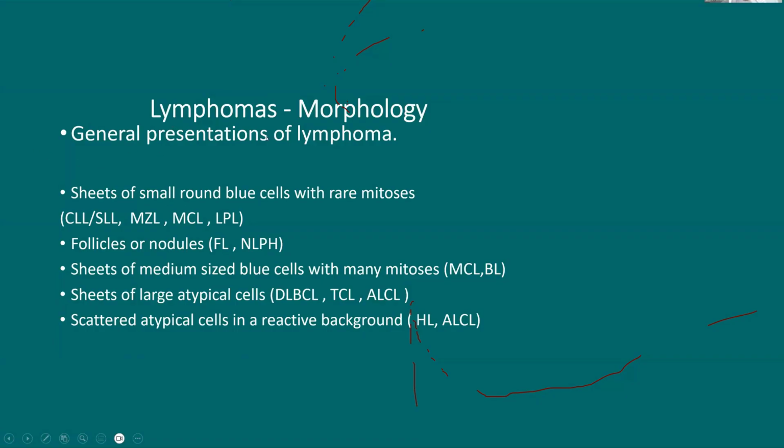The morphology of the lymphomas: if you have a visual mind of what a lymphoma will look like, if you have sheets of small round blue cells, these have a specific differential diagnosis of small cell lymphomas. If you have follicles or nodules, either follicular lymphoma or nodular lymphocyte predominant Hodgkin lymphoma. If you have sheets of medium cells, think of mantle or Burkitt's. Sheets of large atypical cells, think of diffuse large B-cell lymphoma, T-cell lymphomas, or anaplastic large cell lymphoma.